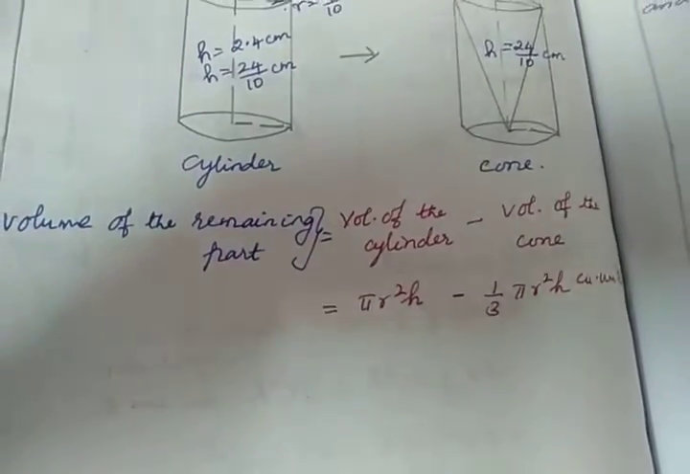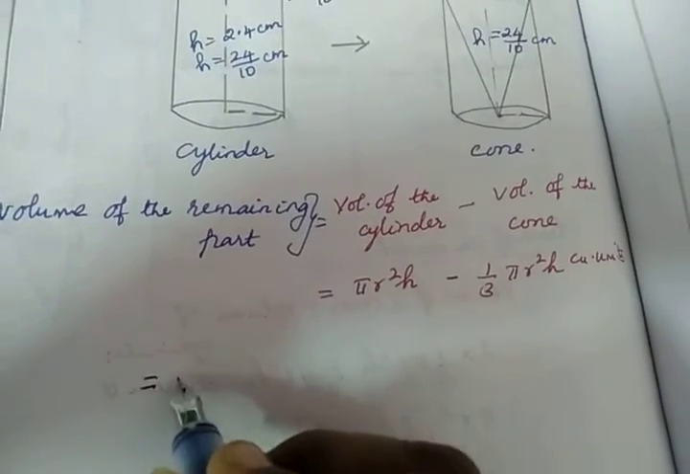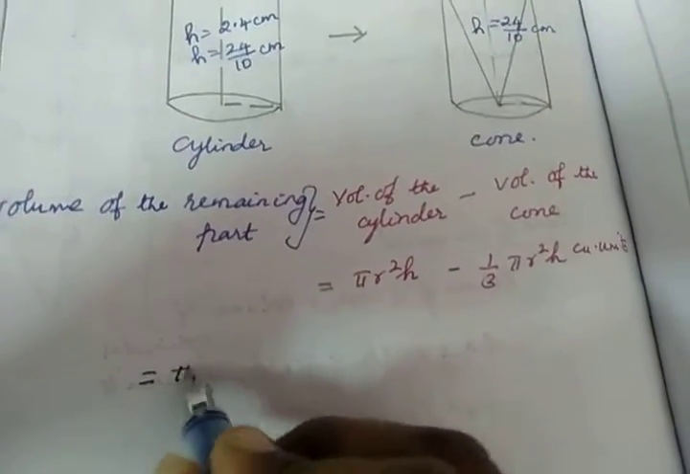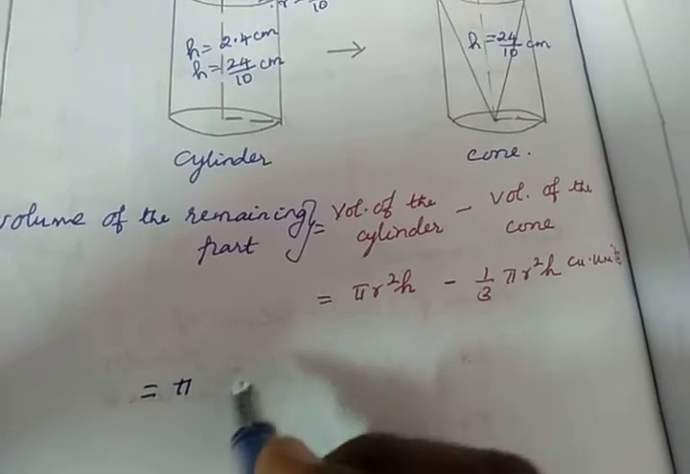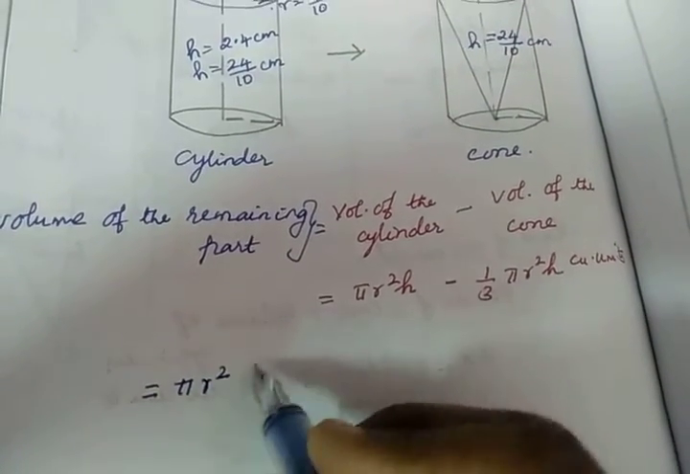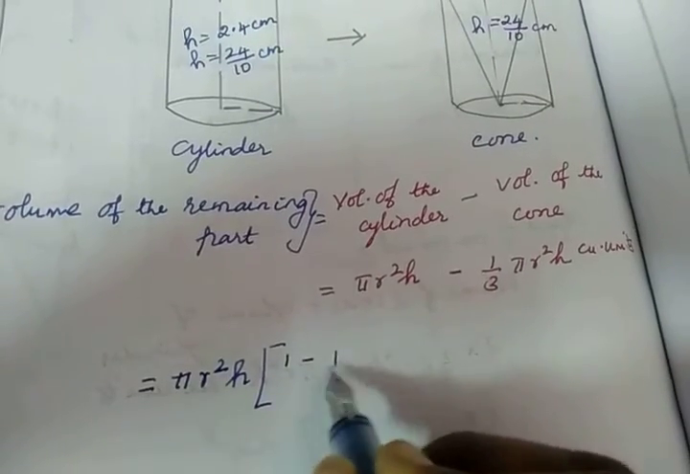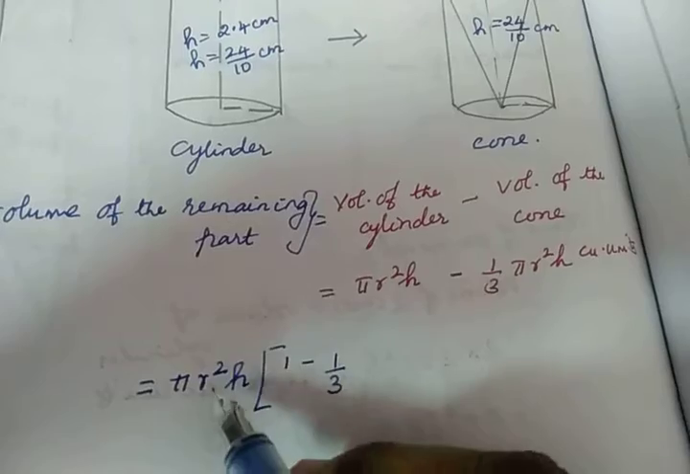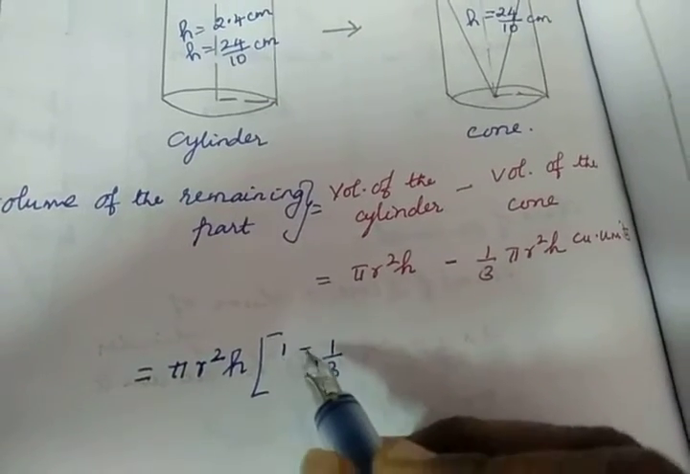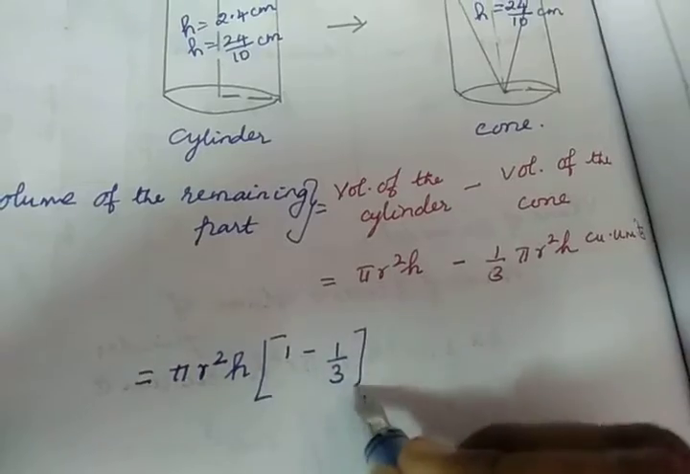Now, pi is common for both. I'll start the calculation from here. Pi is common for both. r squared is also common. h is also common. So I'll have 1 minus 1 by 3. Pi r squared h, if I take it outside, the remaining will be 1. Right? Minus 1 by 3. Pi r squared h I have taken outside.